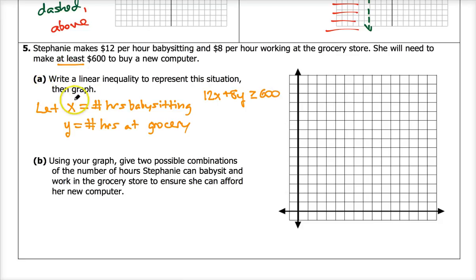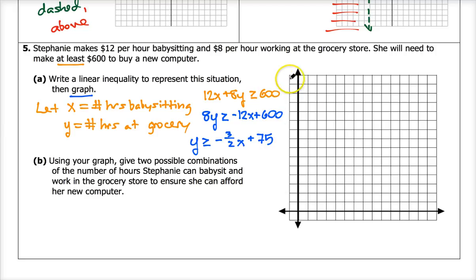Part A also wants us to graph this inequality. So to graph this, we need to put this inequality in slope-intercept form. So that's going to be 8y ≥ -12x + 600. And then if I divide everything by 8, I get y ≥ -3/2 x + 75.